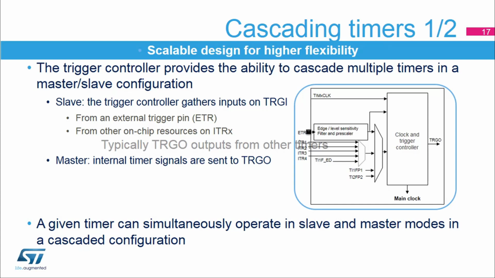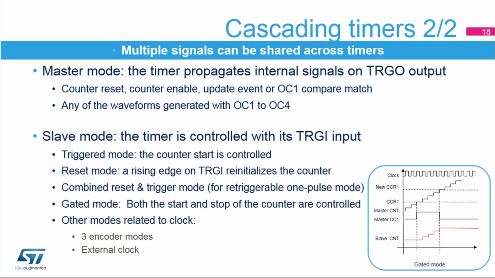In slave mode, it gathers multiple inputs on TRGI, the main trigger input, coming from the external trigger pin or ETR, or from one of the four internal trigger inputs, ITR1 to ITR4, connected to the other TRGO outputs. Additionally, the input capture 1 and 2 pins can also be used as an internal trigger, typically to reset the counter. The slave and master modes can be programmed independently. A given timer can thus simultaneously be operating in slave and master modes in a cascaded configuration, accepting input triggers while providing output triggers. This slide lists the various operating modes and the signals exchanged between timers.